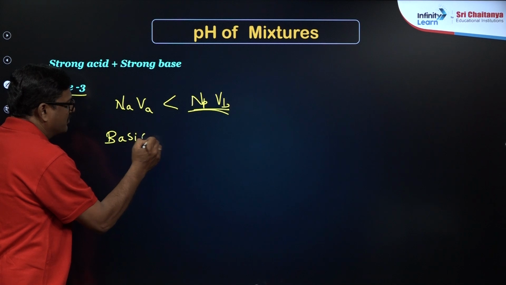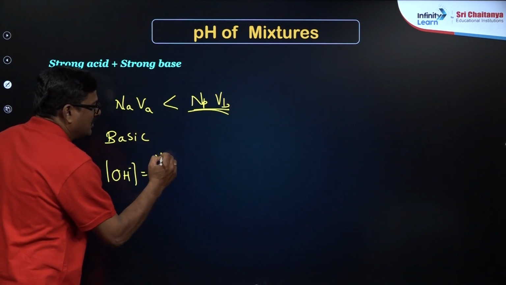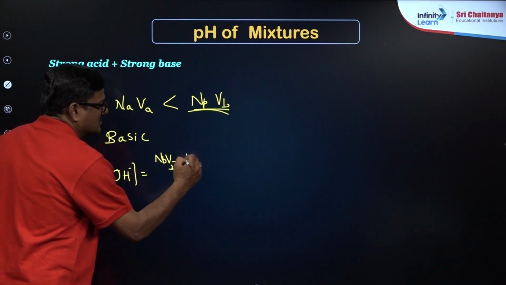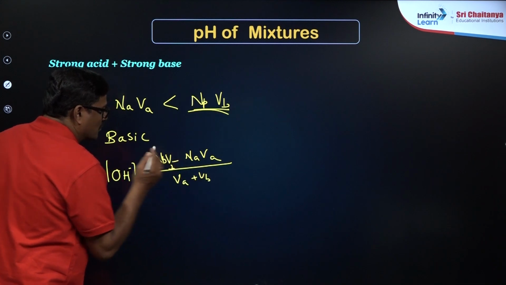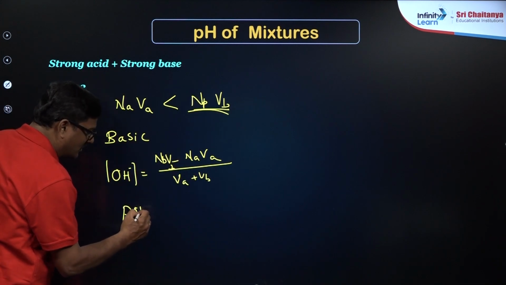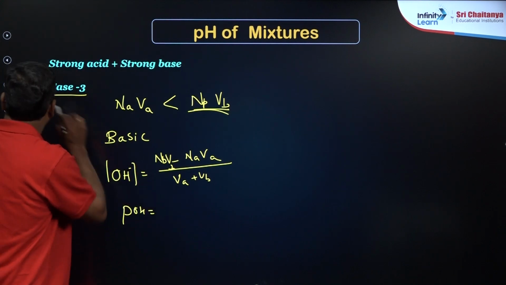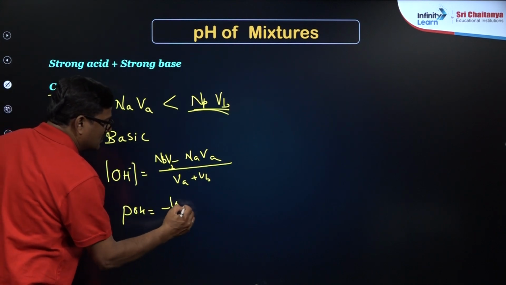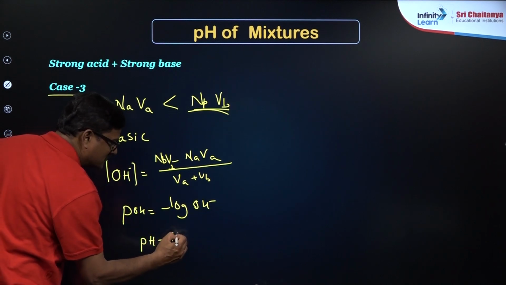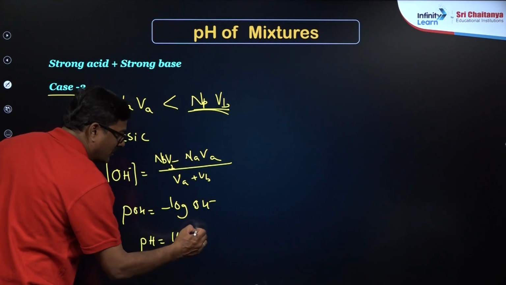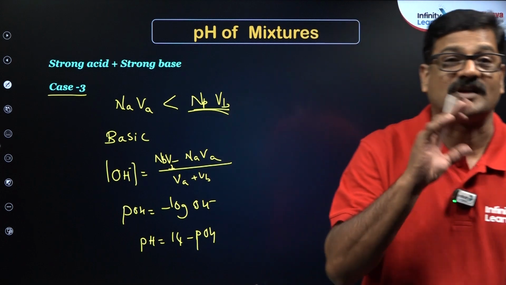If the solution is basic, the OH minus ion concentration can be calculated by using (Nb Vb minus Na Va) upon (Va plus Vb). Once you get the OH minus ion concentration, you can calculate pOH, which is equal to the negative logarithm to the base 10 of OH minus ion concentration, and the pH can be calculated by subtracting from 14. So this is how strong acid and strong base mixtures can be calculated.